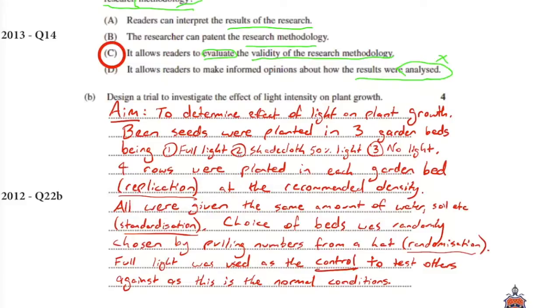Again, for 4 marks, I've done all the things here. So I said aim is to determine effect of light on plant growth, and then I've gone into detail about how I've replicated, standardized, randomized, and controlled in there.